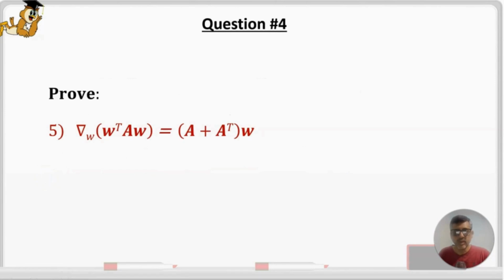Question number 4, again something that we touched upon. This was a very important identity, remember, in our process for finding the closed form solution. And if you wanted to spend a few minutes expanding this thing out, taking the derivative, taking the gradient, reorganizing the terms, and showing that it's actually A plus A transpose W, you're welcome to do that.